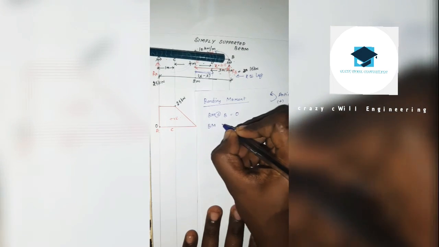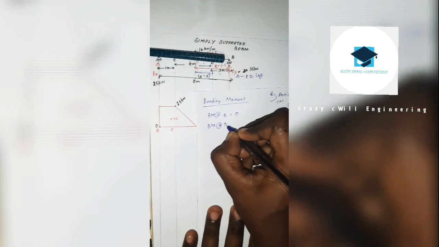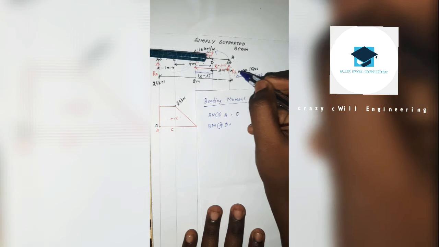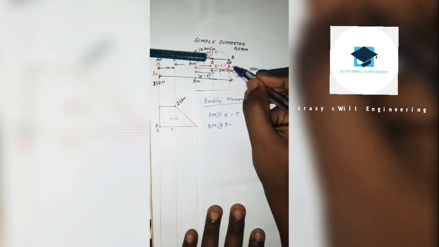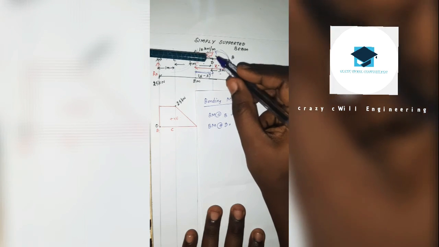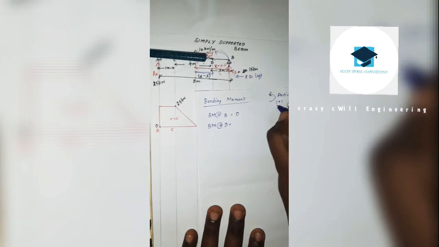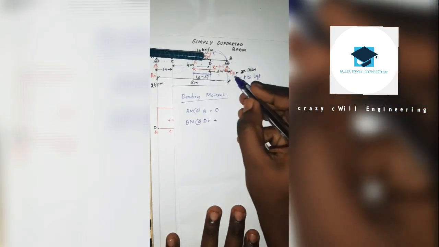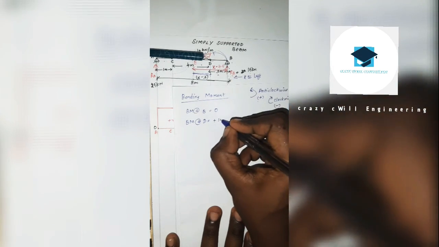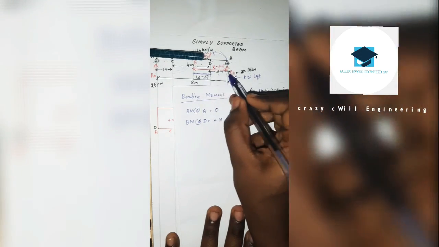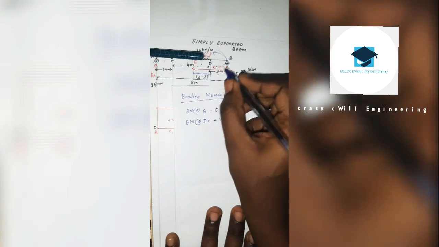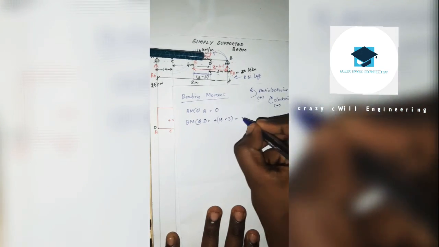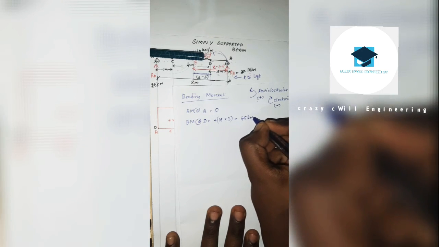Bending moment at D. Here RB is acting anti-clockwise towards D. So anti-clockwise means positive. Put plus. RB value is 15. Its perpendicular distance is 3 meter, between D and B. 15 into 3 equal to 45 kilonewton meter.